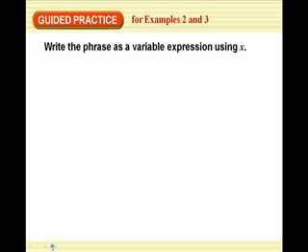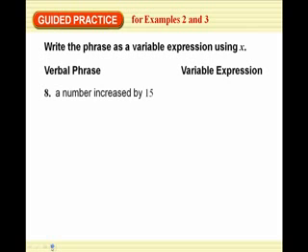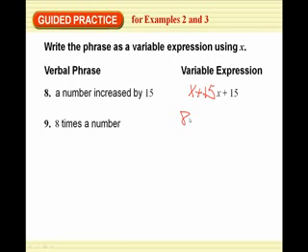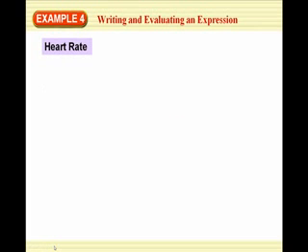Write the phrase as a variable expression using x. So verbal phrase, a number increased by 15, they want us to use x. Increased by, if you remember the list, means to add. So x plus 15. Or we could do 15 plus x because there's the commutative property of addition, so it doesn't matter the order in an addition problem. 8 times the number, so 8x. So it wants us to use x. And we could have used parentheses, or we could have used a dot, but we don't really need to on that one.